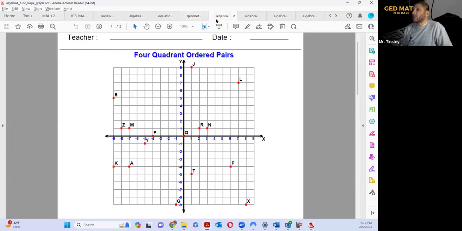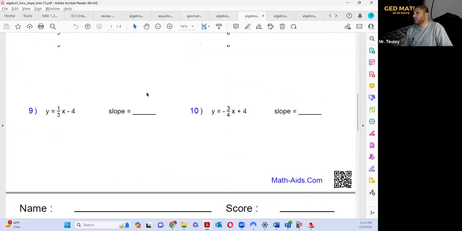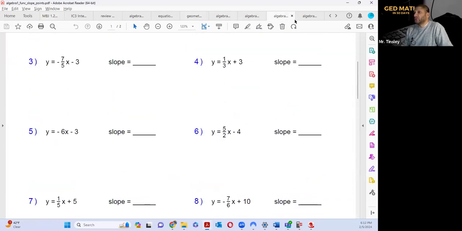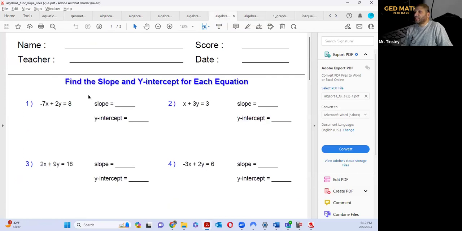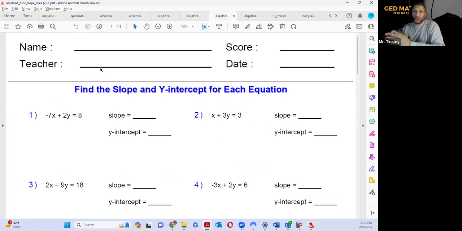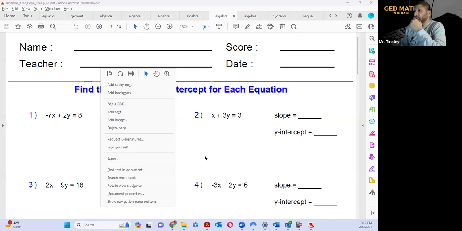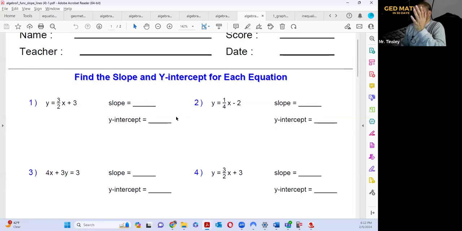Next thing I want to do: how can we find the slope from an equation first? Is this the one I want to do? No, this is not the one. I'm sorry, I've got a bunch of stuff open. That's the one I want right there. So there are two forms of equations that you need to be ready for in the GED. One is slope-intercept form, and one is standard form. I want both. There we go.